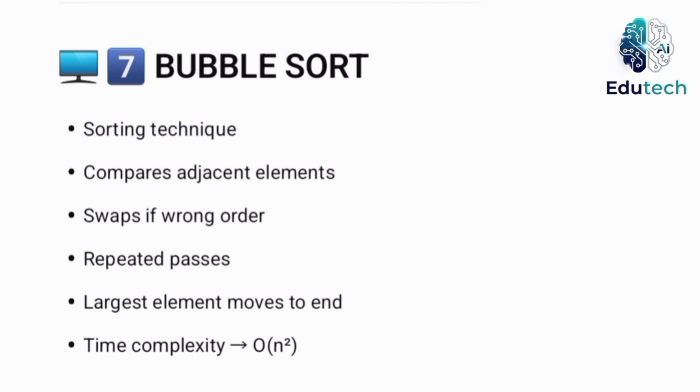Hence the name bubble sort. Although it is easy to understand and implement, bubble sort is not efficient for large data sets because its time complexity is high. It is mainly used for educational purposes to understand sorting logic.